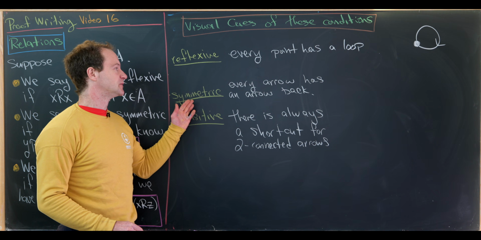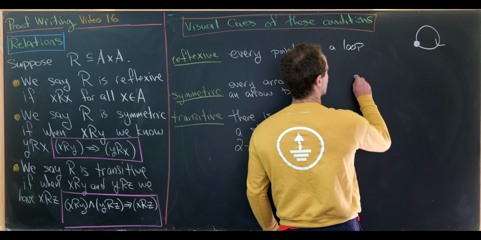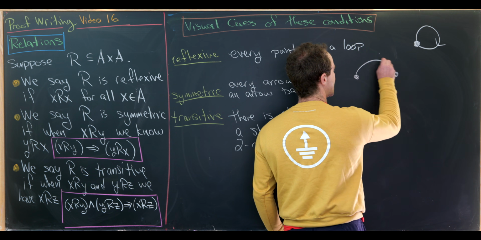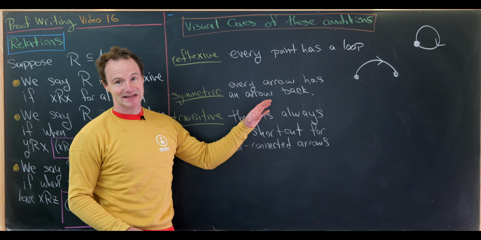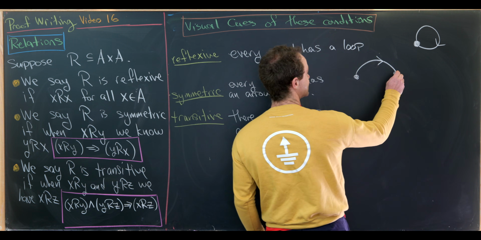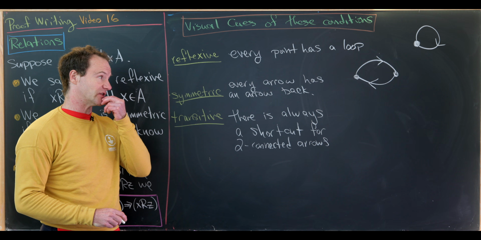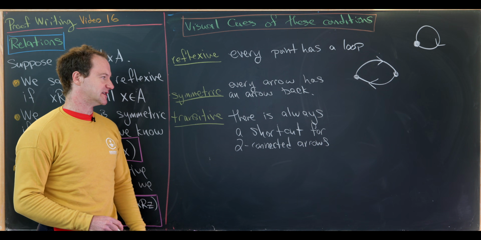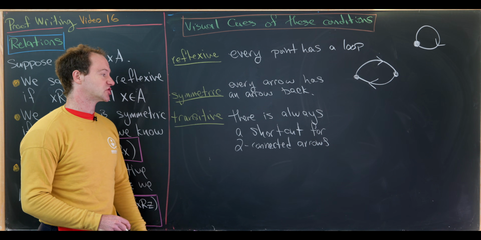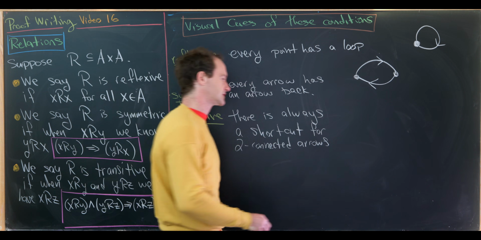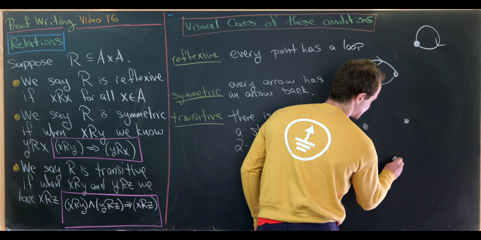So what about symmetry? Well, symmetry says that every arrow has an arrow back. So here we need 2 points. And let's say we've got 2 points and we've got an arrow from one to the other like this. So at the moment it is not symmetric, but if it were symmetric, we would also have a path backwards. So it's like having a two-way street instead of having a one-way street. And then what about transitivity? I like to think about transitivity as having a shortcut. So I'll just say there is always a shortcut for 2 connected arrows. So there are 2 cases of this to be interested in. So let's say we've got 3 points like this.